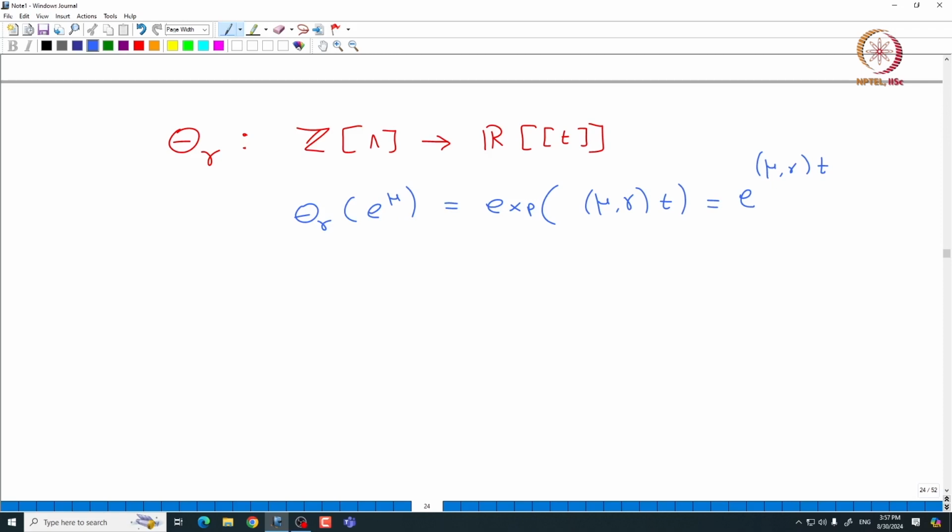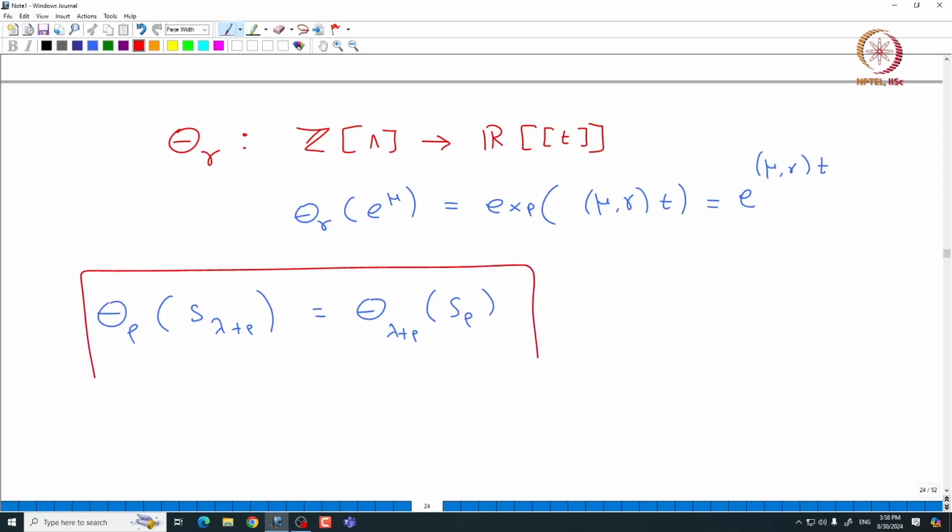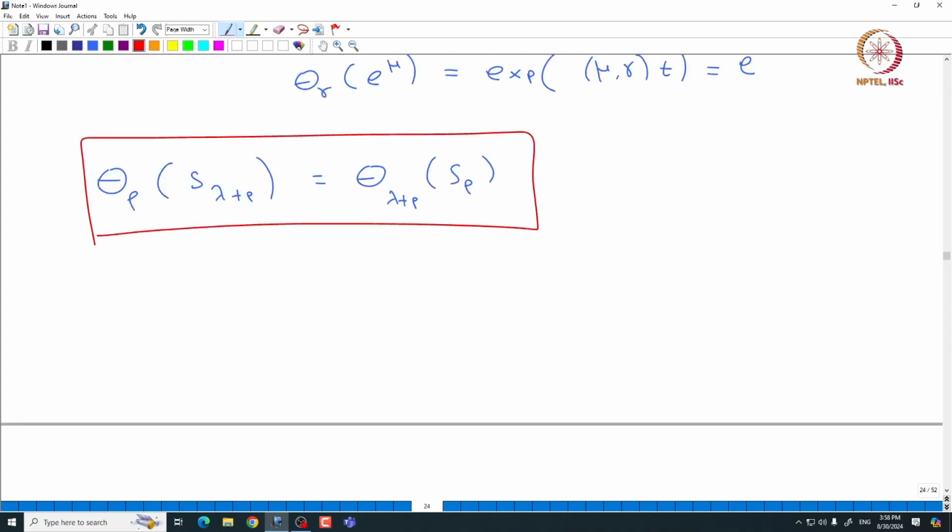Now let us prove the following identity, which is in some sense elementary. If you take theta of rho and apply it on S of lambda plus rho, then you can see that this is exactly the same as theta of lambda plus rho applied on S of rho. This is the most important identity that will be used in order to prove the Weyl dimension formula. So, let us verify this, and after that the proof will become very clear.